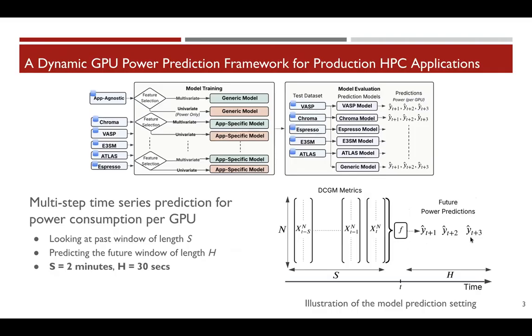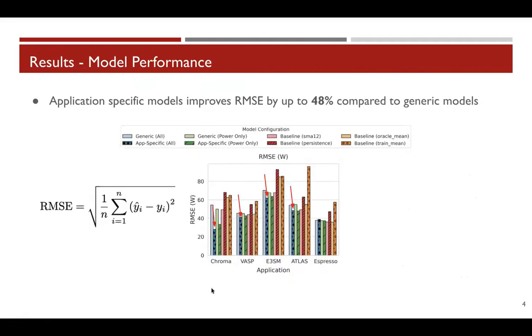We are predicting the power consumption over the next 30 seconds, and we are looking at the historical data of the last 2 minutes that includes DCGM metrics and the power consumption to predict the future power. So, a quick look at our results.